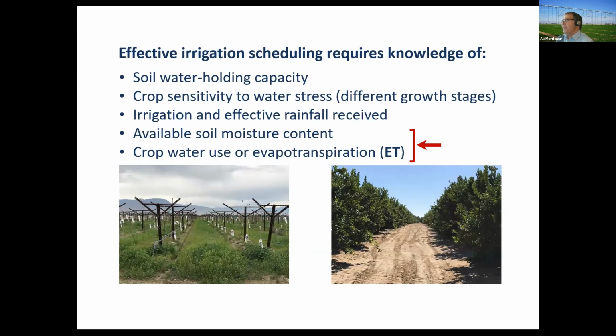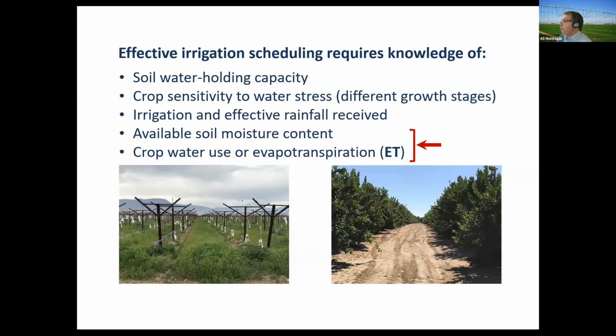When it comes to irrigation scheduling, and we want to do it more efficiently, we need some knowledge and information, without which we probably cannot do a good job with irrigation management. We need some basic information on soil water holding capacity and crop sensitivity to water stress at different growth phases. They are very important, but they are basic information. We also need to, as Gerry mentioned, track the amount of water we apply over time and how much was the effective rainfall in the region.